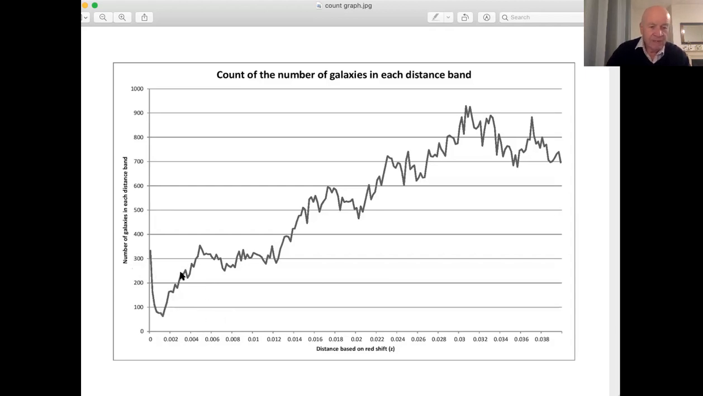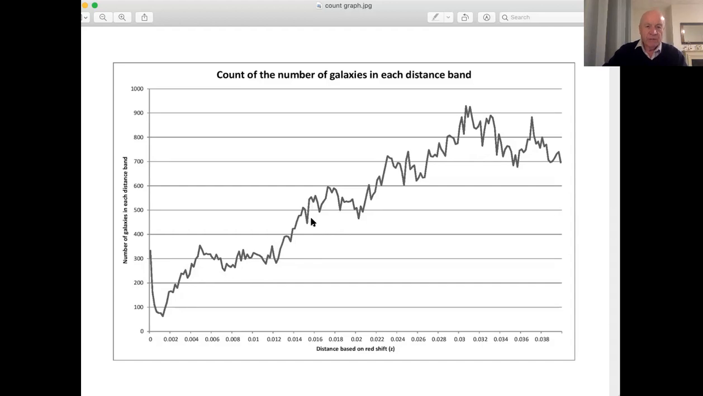So the form of this graph, and I'll show you in a little while how the data was obtained, is interesting because it seems to follow a curved shape, and superimposed on that curve is a kind of sawtooth pattern.